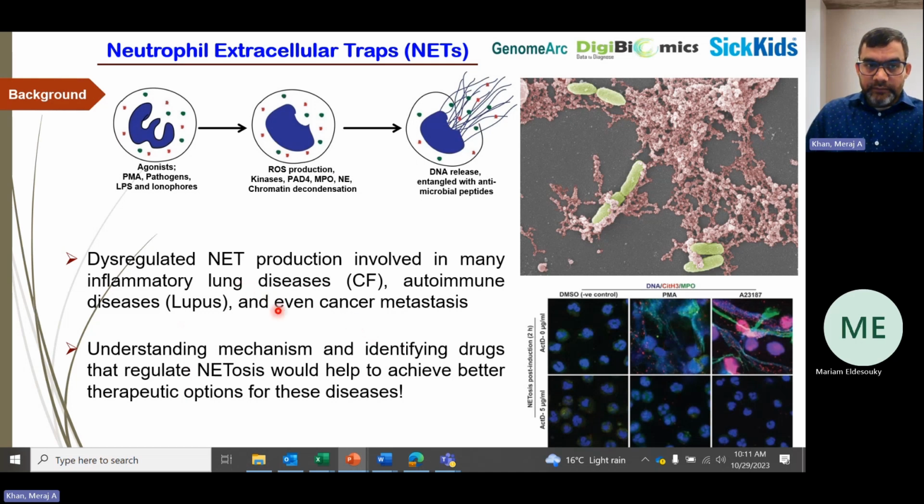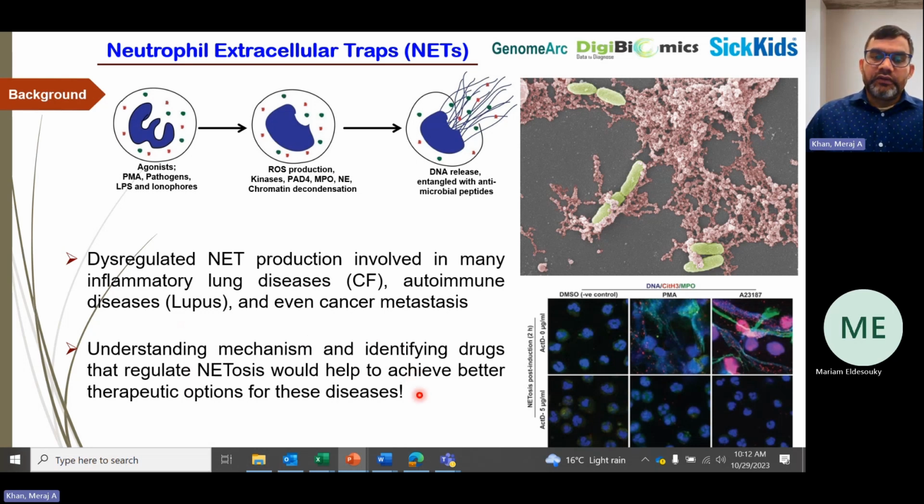As I'm going to explain, it starts from lung infection, like in cystic fibrosis, even in COPD and asthma, where it causes exacerbation of the situation. It also occurs in autoimmune diseases, and it even helps in cancer metastasis. There are reports where neutrophil NETs in blood circulation help the metastatic cells stick and spread from one location to another. So that's the side effect, or the other effect, the scientific community found.